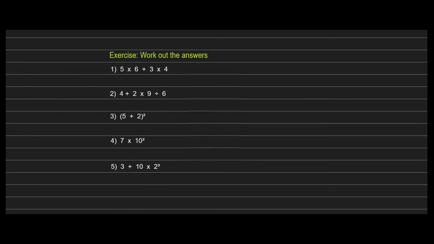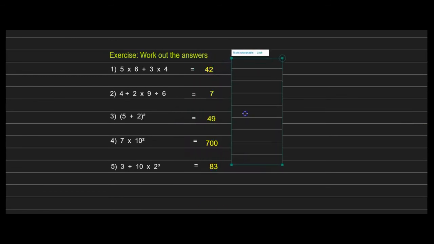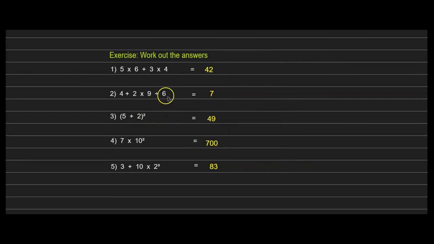And these are the answers. For number 1, your answer is 42. Number 2, you have 7. Number 3, 49. Number 4, 700. And number 5, you have 83.